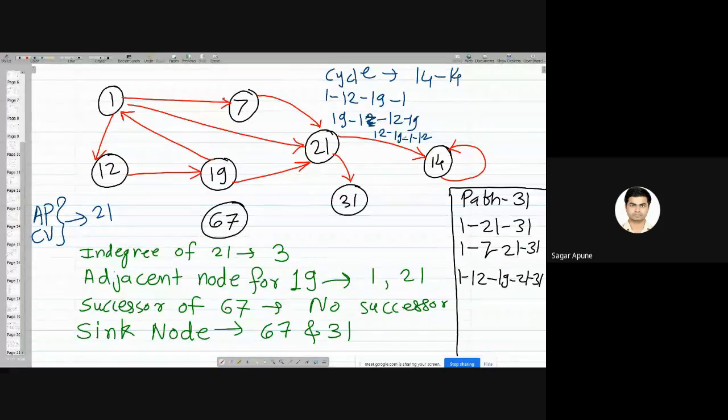Tell me any other cycles. Only 4 cycles are there. Okay. 1, 2, 3, 4. Right. Again, no other cycle is there. Okay. Cycles completed.